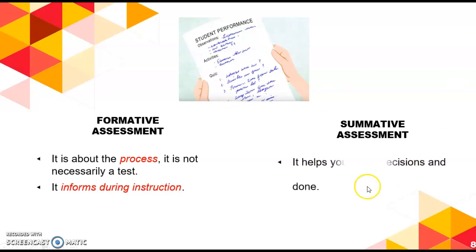And on the other hand, summative assessment will help us make decisions, and it informs after instruction is done, because it is a moment at the end of a specific unit, for instance, where we can decide if we can continue with a different topic or we have to continue with the same. If we can move forward or not.